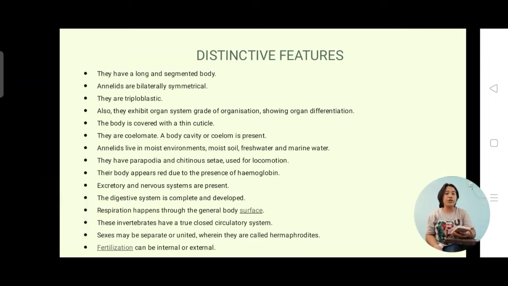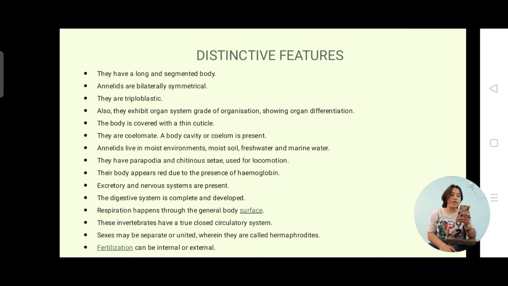The distinctive features of the annelids are: they have a long and segmented body. Annelids are bilaterally symmetrical. They are triploblastic, and they exhibit organ system grade of organization showing organ differentiation. The body is covered with a thin cuticle. They are coelomate. A body cavity or coelom is present. Annelids live in moist environments such as moist soil, fresh water, and marine water. They have parapodia and chitinous setae used for locomotion.